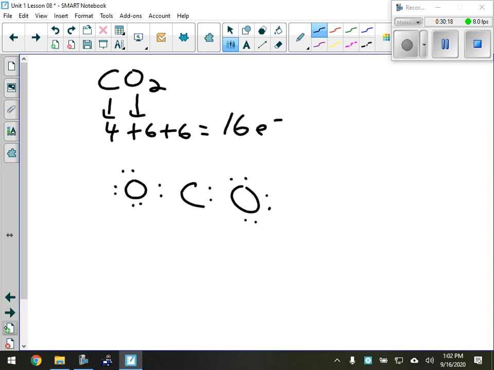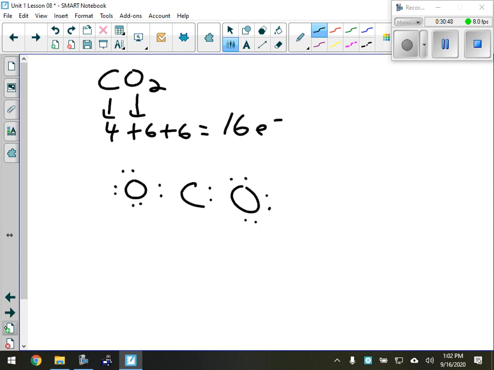So now it says, you've used all 16. The outside guys are happy. Okay, good. Now, what about the middle guy? Is he happy? Does carbon have 8 electrons around it? No. So now what it says in the notes, if you follow along, is that if you've used all the electrons, the outside guys are good, but the middle guy's not, you need to move a pair of electrons in to basically make that happen.